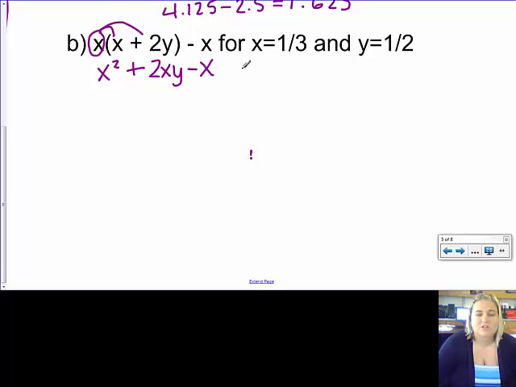Okay, looks like I have a little exclamation point here, I apologize. X is 1/3, so I'm going to substitute 1/3 in parentheses. It's being squared, plus 2, instead of x, again I have 1/3, times y, which is 1/2, which I put in parentheses as well, minus x, which is 1/3. Okay, that is a parenthesis, it just looks poor. Okay, so order of operations, I'm going to do my exponents here. 1/3 times 1/3 gives me 1/9.